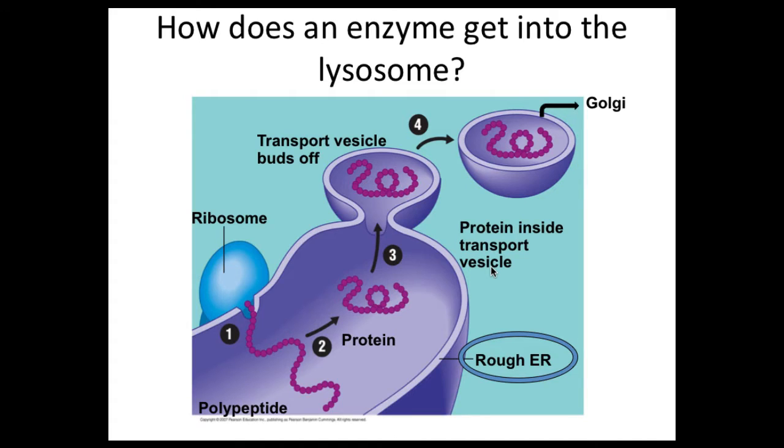How does an enzyme get into a lysosome? Well, remember the endoplasmic reticulum? The rough ER is covered with those ribosomes, and ribosomes play a role in protein synthesis. So here we can see on this diagram the ribosome is making a growing polypeptide. The polypeptide folds into a three-dimensional protein, and then it pinches off in a transport vesicle. Now this vesicle with a hydrolytic enzyme is a lysosome.